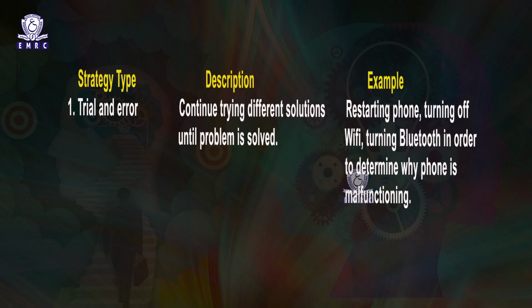Depending on the type of problems, you have a lot of options regarding possible solution strategies. The following are the common strategies for well-defined or routine problems. The first strategy type is trial and error, which means continuously trying different solutions until the problem is solved. For example, restarting the phone, turning off Wi-Fi, turning on Bluetooth in order to determine why the phone is malfunctioning.